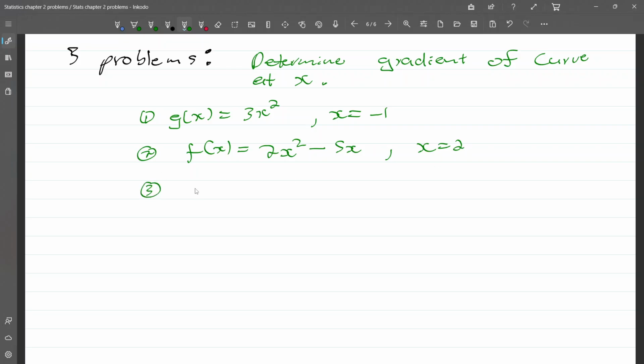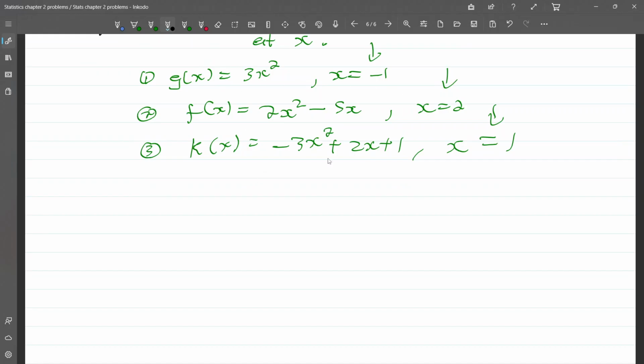So we have 3, we have k of x. Our curve is minus 3x squared plus 2x plus 1 and our x is equal to 1. So we have 3 functions: the first has the point x equal to -1, the second has x equal to 2, and the third has x equal to 1. I will just do the first one and you can continue with the others.